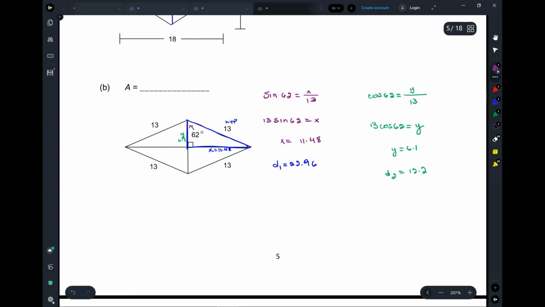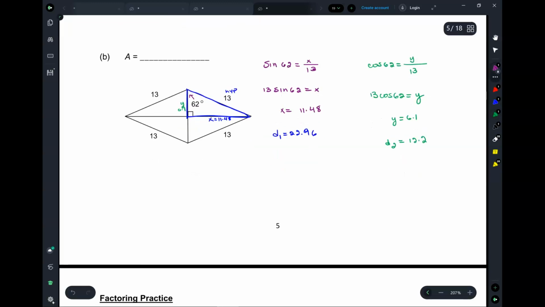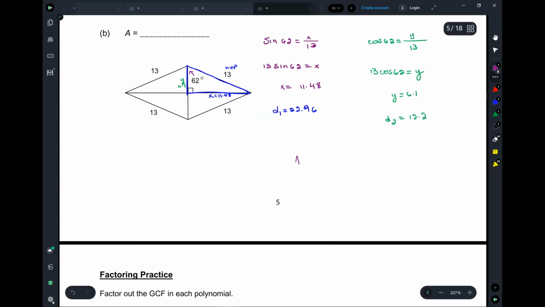Okay, now I can find the area. Do you see how much work there is already? Yeah. Right? You need to show me all of this work. Area is half times 22.96 times 12.2.